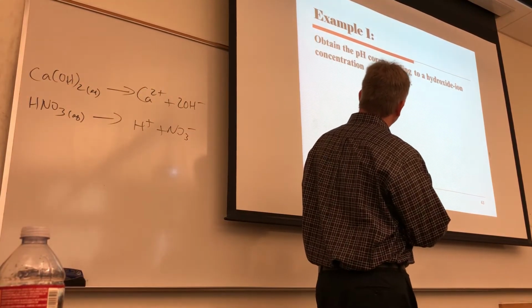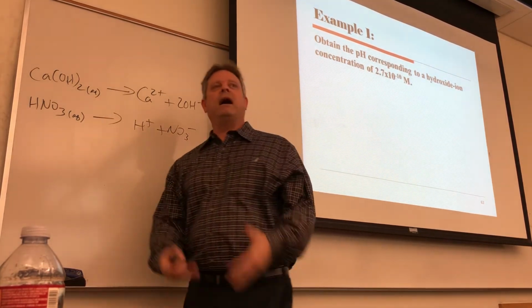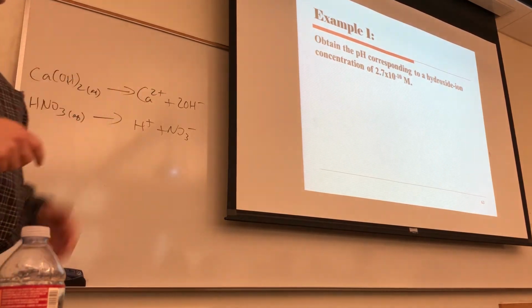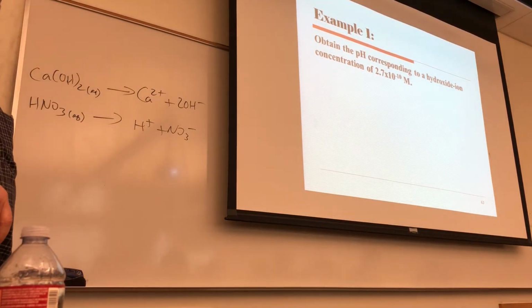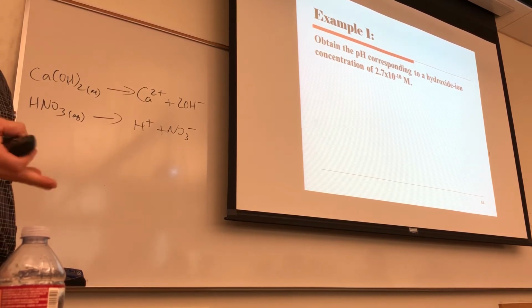It's asking for the pH here, and you have the hydroxide ion concentration. Now, I haven't talked about the pOH, I think I mentioned it. I could just get the pOH, and then say 14 minus the pOH gives me the pH. That's one way to do this. Or I could convert the hydroxide ion concentration into the hydronium ion concentration and then solve for the pH.